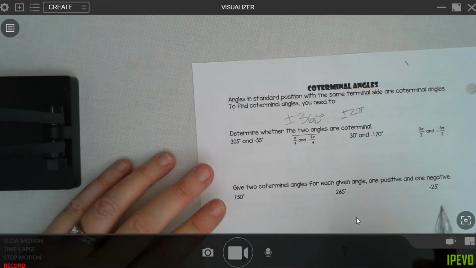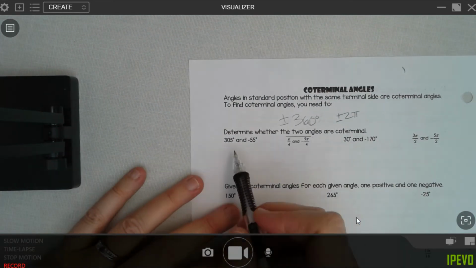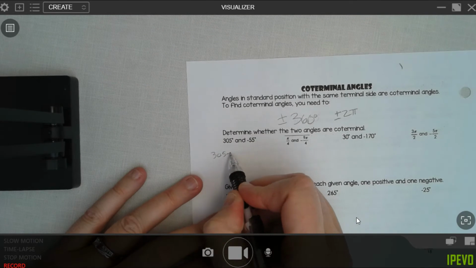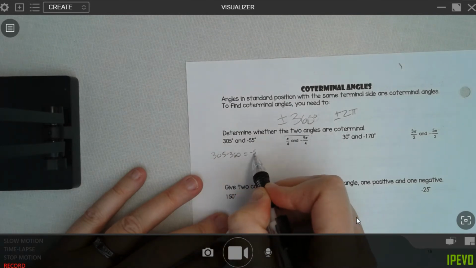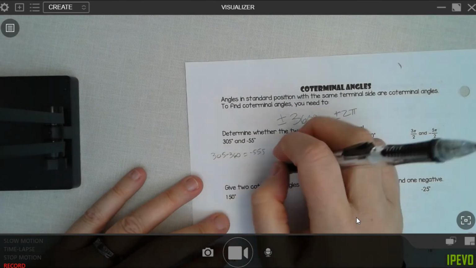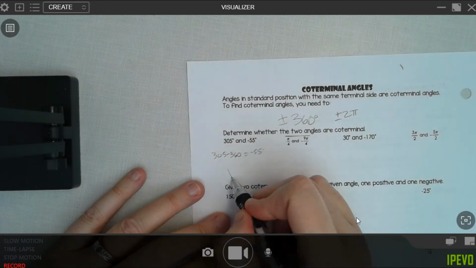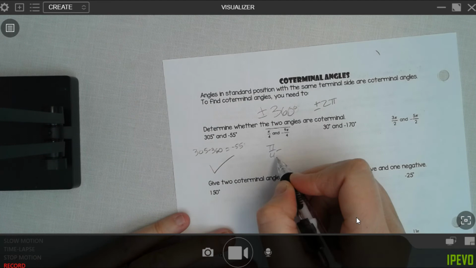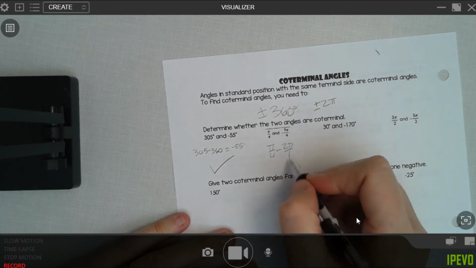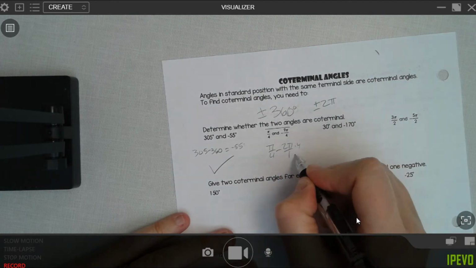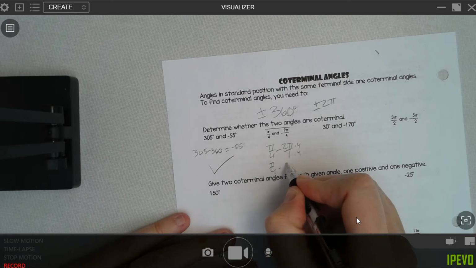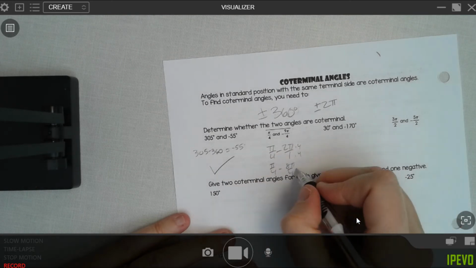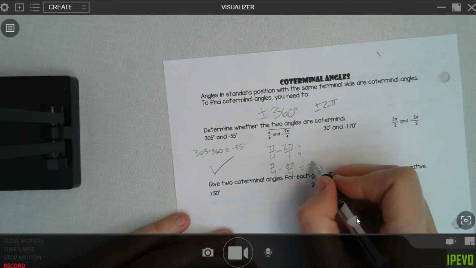So we're going to determine if these are coterminal. What I would do is 305 minus 360, and I get negative 55. That means they're off by 360 degrees. So if I do pi over 4 minus 2 pi over 1, get a common denominator here, so multiply by 4 over 4. So pi over 4 minus 8 pi over 4, and that's going to give me negative 7 pi over 4.